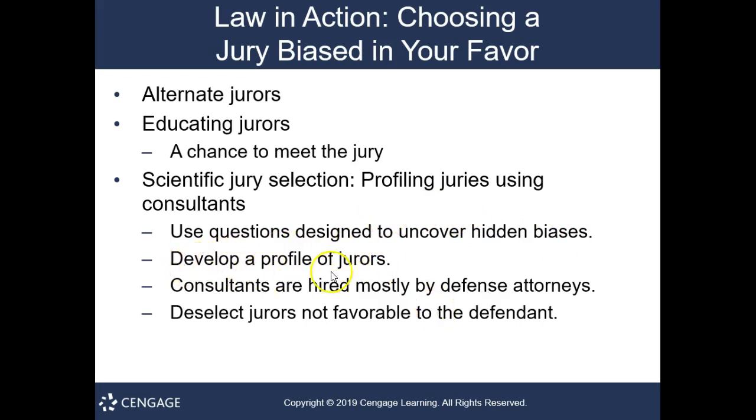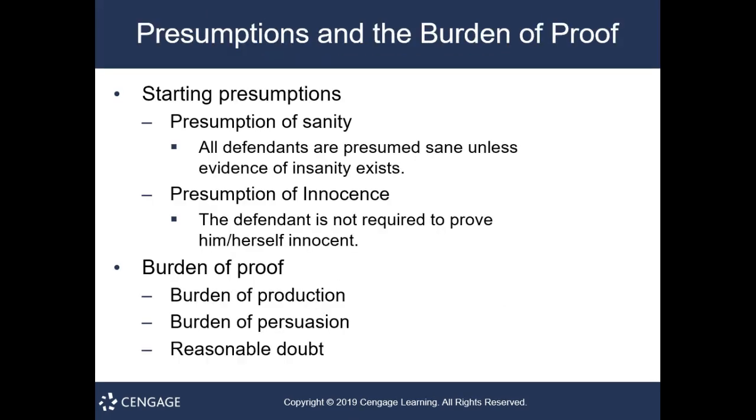And so you develop a profile on each and every juror that's in the entire panel before it's even brought up to the jury to be selected to put in the box to see if they may become jurors. Consultants are hired mostly by defense attorneys, and so what will happen is they'll deselect jurors that are not favorable to the defendant. They'll basically kick them out on peremptory challenges if they can't get them out for cause. All right. Now again, they have good reasons. Then they can even kick people off who are in cognizable groups.